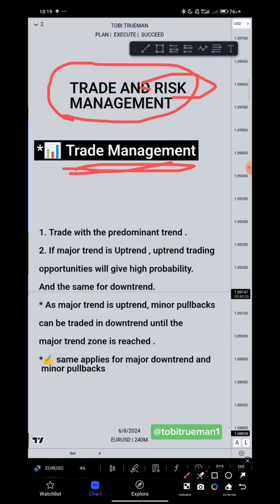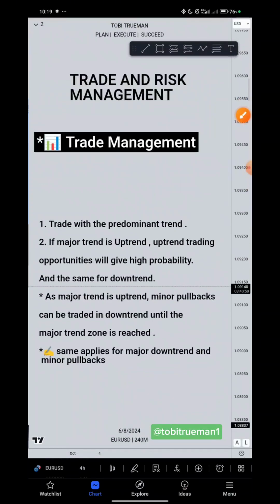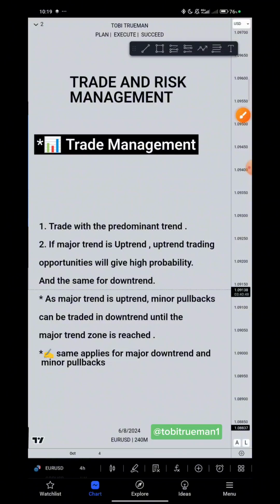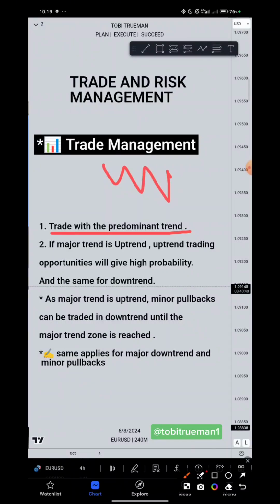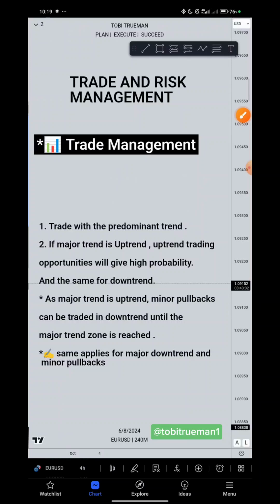Coming to trade management, there are some simple rules that we just have to take note of. Number one, trade with the predominant trend. You have heard that the trend is your friend. So when price is selling, you are also selling. If you have a selling signal when price is selling and you sold with it, you have a high probability of your trade playing out.